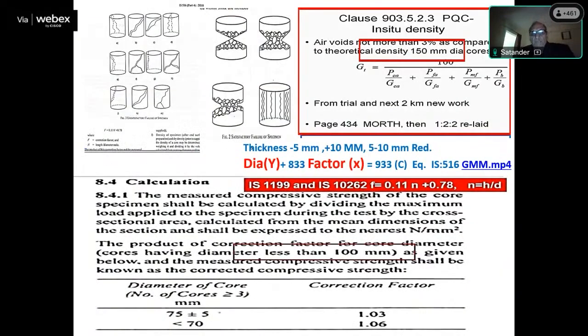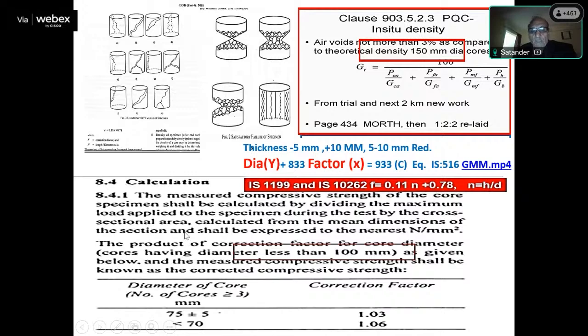Now you see this picture is given in the code. IS 516. If you are testing a cube or core, it must fail like this, 90-degree angle. If it fails by shear, it is a rejected concrete. It is written in the code. Correction factor is also written here. This is a copy of the code.